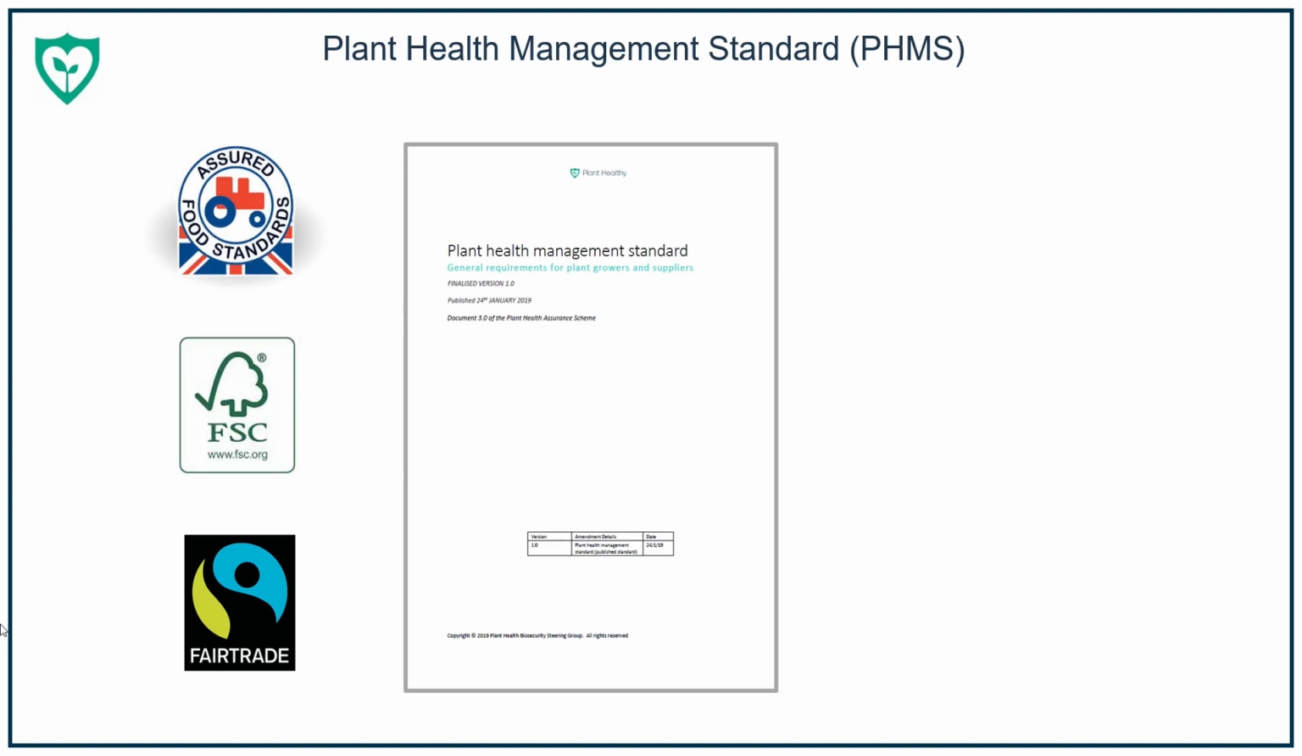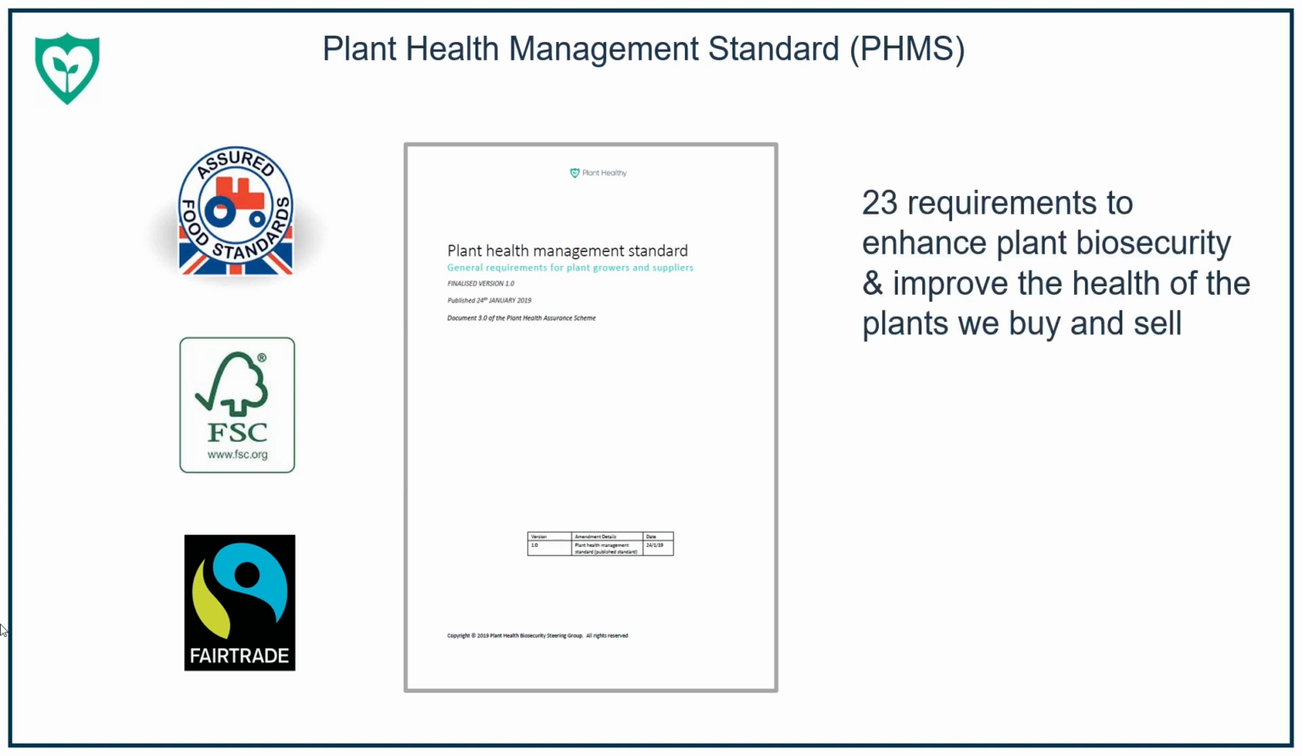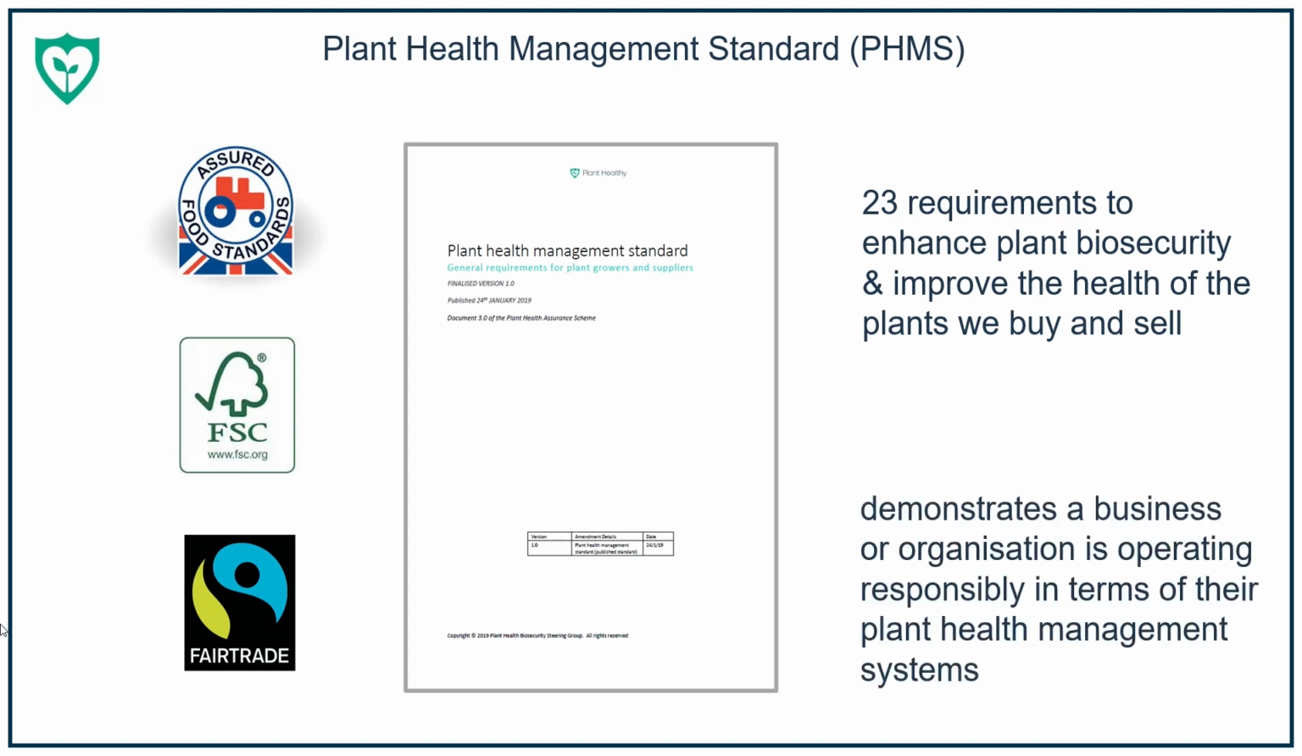People may be familiar with other types of schemes. On the left-hand side, there are some examples of certification marks from schemes that audit a range of activities ranging from responsible food production to environmental stewardship and ethical trading. The Plant Health Management Standard, as the name suggests, concentrates on plant health and biosecurity. It sets out a list of 23 requirements to enhance plant biosecurity and improve the health of plants that we buy, sell and grow. It aims to enable businesses and organisations to demonstrate that they are operating responsibly and in a biosecure manner in terms of their plant health management systems.